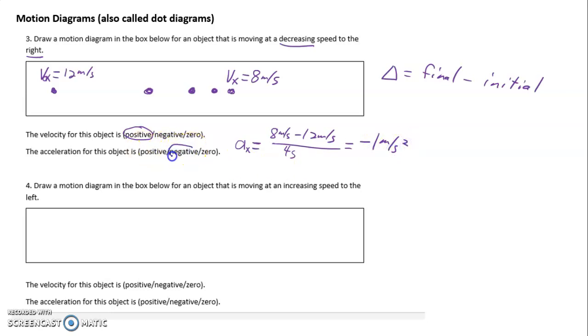So here we have a negative acceleration. You could say that's a deceleration. All right, next one. Draw a motion diagram for something that's increasing speed to the left.